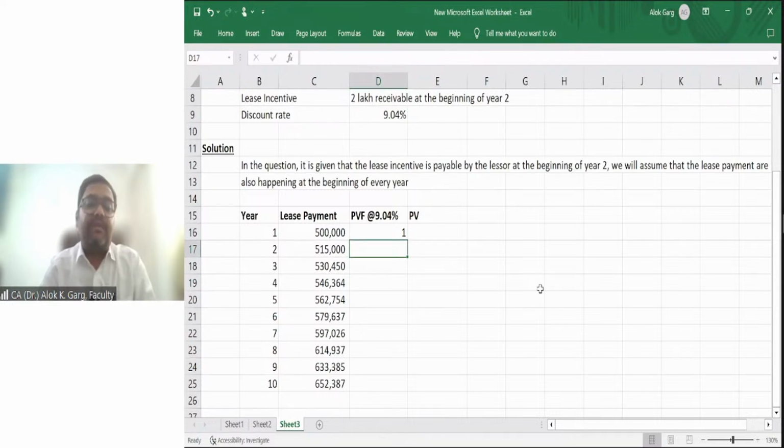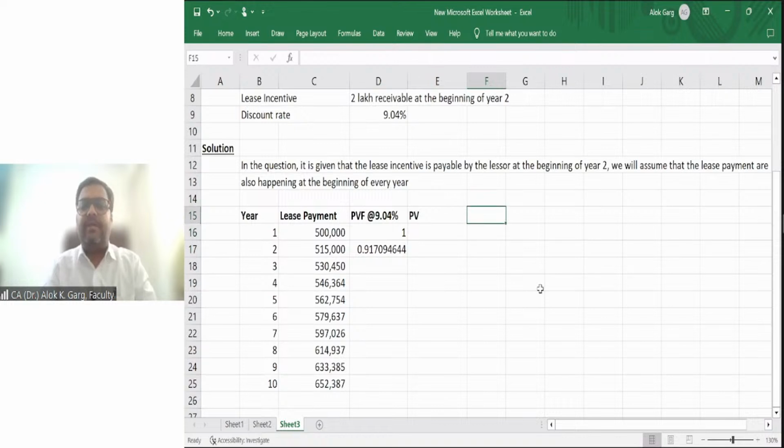What is my present value factor in the second year? In the second year, my present value factor will be 1 divided by 1.1 if it is 10%. If it is 9.04%, I'll do 1.0904. Sorry, I was making some mistake. It is 1 divided by 1.0904, right? Yes.